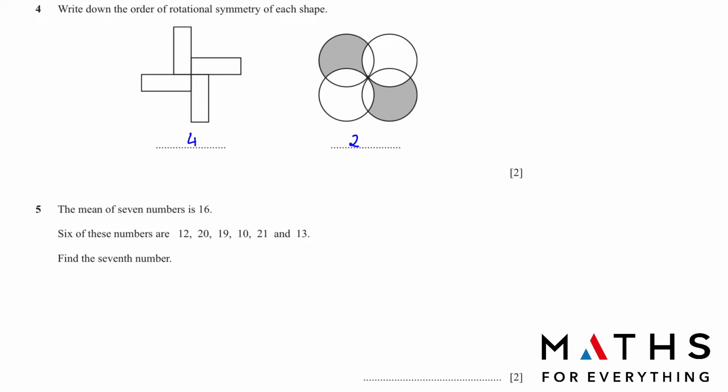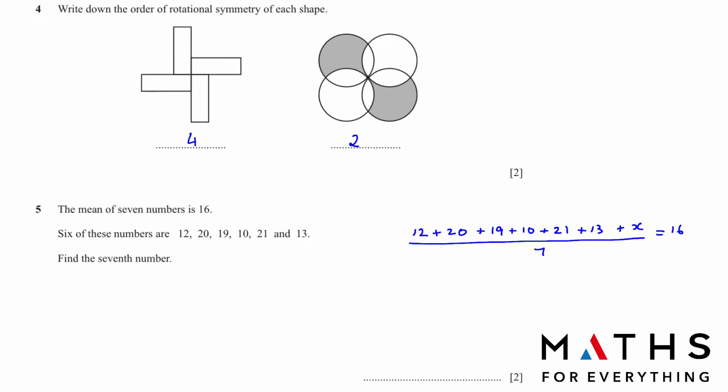Question number 5. The mean of 7 numbers is 16. 6 of these numbers are given to us. We have to find the 7th number. To find the mean, we add all the numbers. So 12 plus 20 plus 19 plus 10 plus 21 plus 13. And the 7th number which we don't know, let that be written as x. Divide it by your total numbers. There are 7 numbers. This should give you 16.